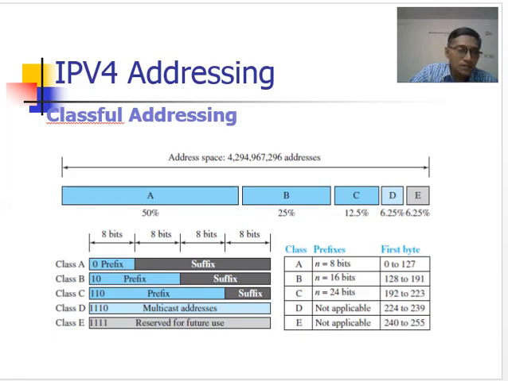Similarly, 10 is the prefix for class B. 16 bits are network, 16 bits are node, identifying the host. Similarly, class C addresses have prefix 110, with 24 bits for network and only 8 bits assigned for host. Class D has the prefix 1110, and class E 1111. Class D is used for multicast addresses, and class E is reserved for future use.